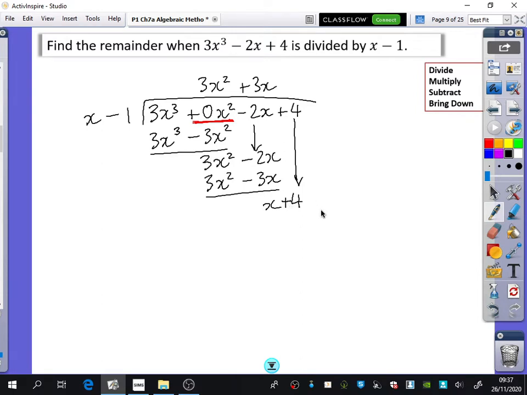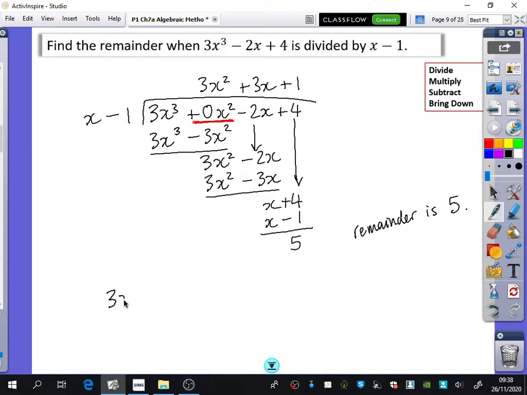What's x divided by x? 1. So there's going to be a plus 1 here. I'm going to multiply it by 1. And I'm going to subtract them. And I get 5. So find the remainder. The remainder is 5. That's the answer to that question.